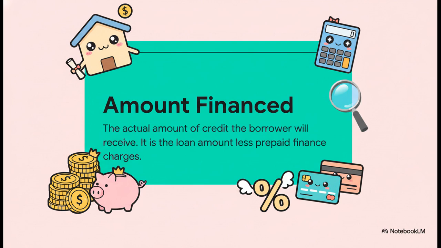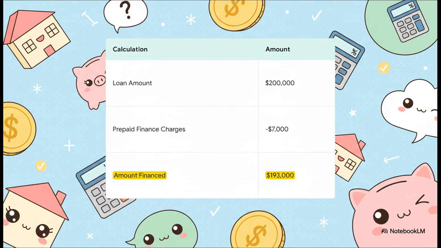Okay, this is another really crucial distinction you've got to know. The amount financed is not the same thing as the loan amount. Nope. It's the loan amount minus any of those finance charges that get paid right up front. So, in other words, it's the actual net amount of cash the borrower really gets to use. Let's make this super clear with an example. Say a borrower gets a $200,000 loan, but they have $7,000 in prepaid finance charges. Well, the actual amount financed is only $193,000. It's a really simple calculation, but it's so important for making sure disclosures are accurate.